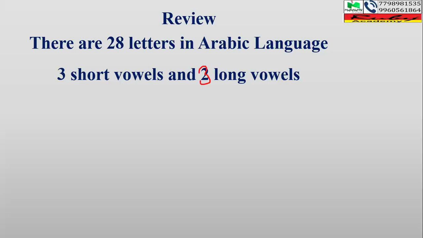Fatha, we say zabar. Dhamma, pesh. Kasra, zay. Then we have learned long vowels as well: fatha with alif, a; kasra with ya, e; dhamma with wow, oo. And one more sign, that is sukun, which we use when there is no vowel.